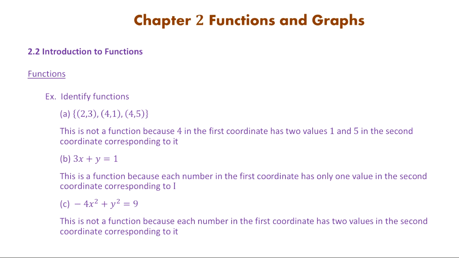The next thing is called identify functions. Let's just use the definition of functions to identify some functions, whether they are functions or not. So the first example is a set of ordered pairs: (2,3), (4,1), and (4,5). So this relation is a set of ordered pairs, but is it a function? No, it is not, because we have two different values in the second coordinate for the same number 4 in the first coordinate, namely we get 1 and 5, right? So this is not a function.